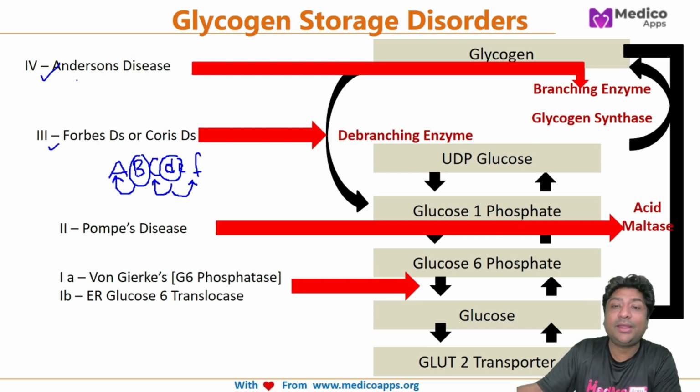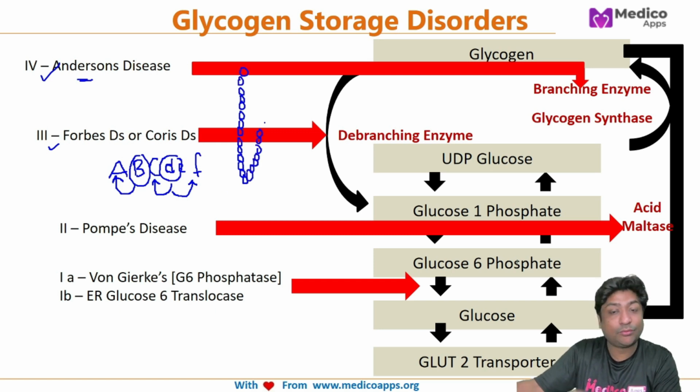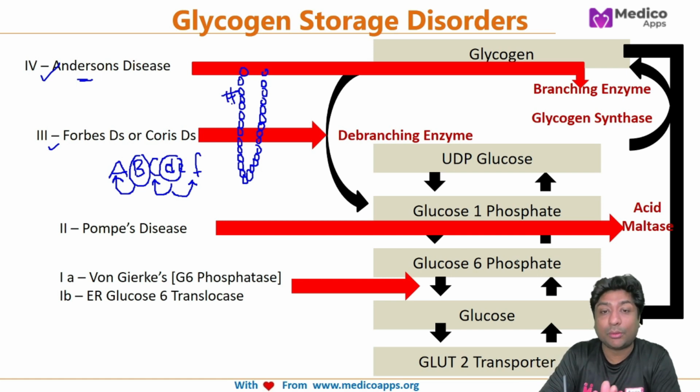So what will happen when the branching enzyme is not there? Only very long chain glycogen will be formed. Obviously this is hepatic, because I've told you there are only three non-hepatic. So this will present with some amount of hypoglycemia. But the major problem is that this long chain glycogen is abnormal. It activates autoimmunity, which will lead to attack of the liver cells by the autoimmunity, ultimately leading to liver cirrhosis. So this is Andersen.